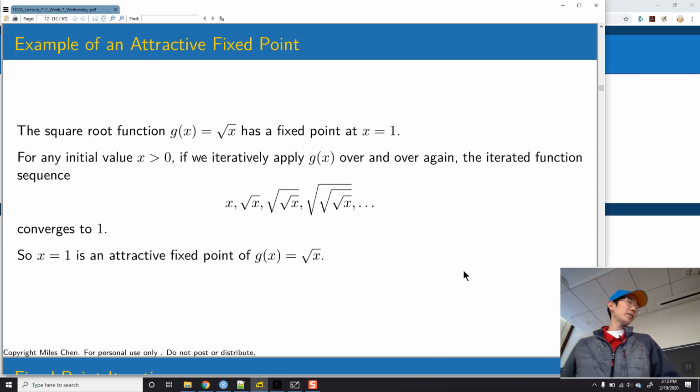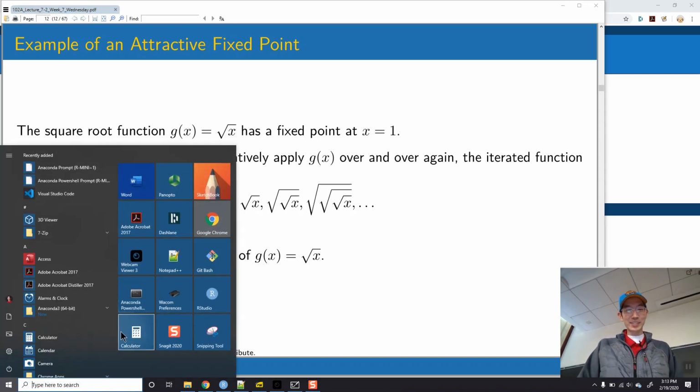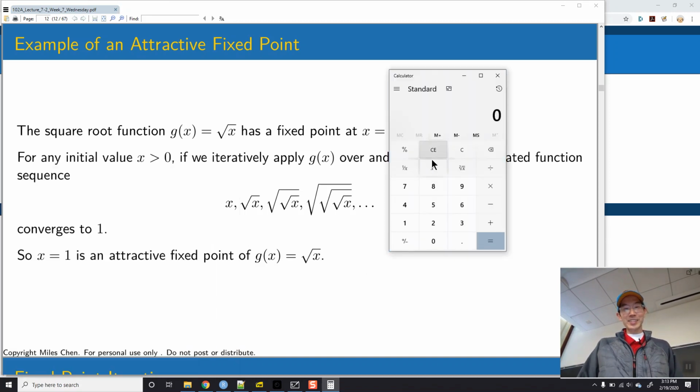So a good example of this is the square root function, right? If g of x is the square root function, it has an attractive fixed point at 1, okay? Meaning that you can give it any value in the domain of g, so any value greater than 0, and if you apply the square root function repeatedly, it's going to converge to 1. I don't know if you ever tried this on your calculator when you were in 5th grade. I did stuff like this. Okay, I know that's a big surprise.